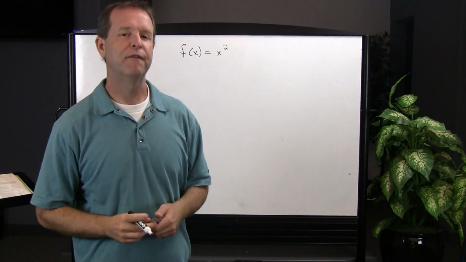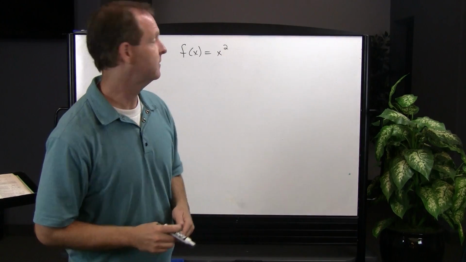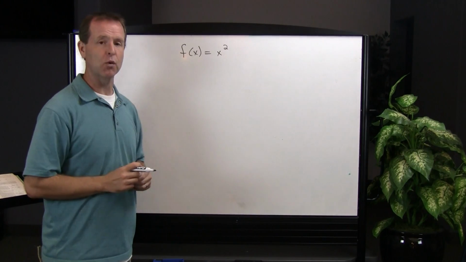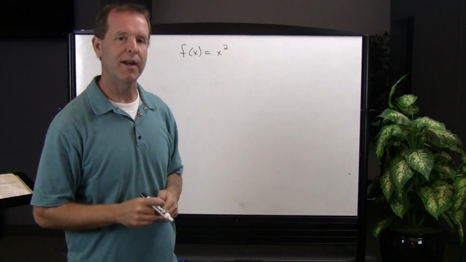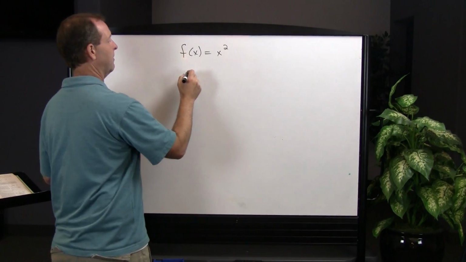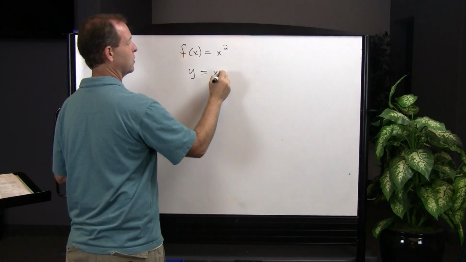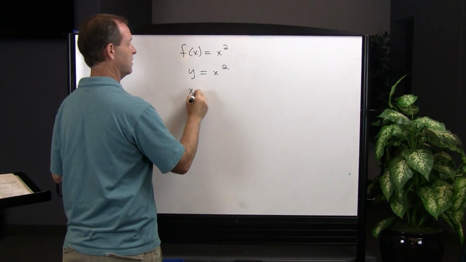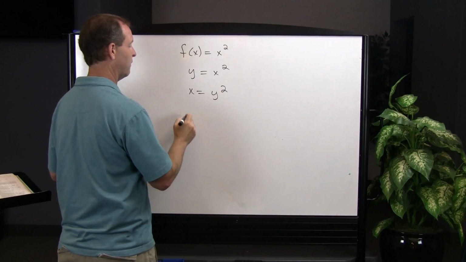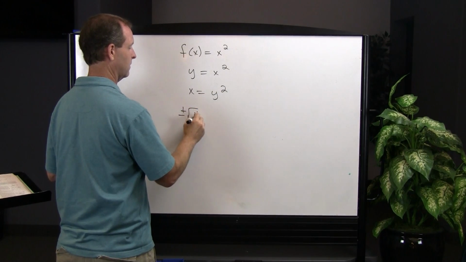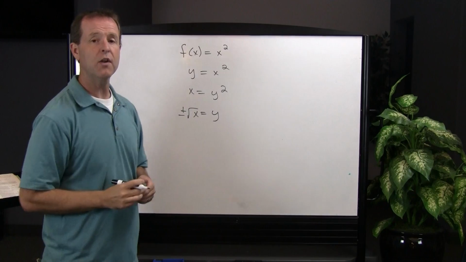One of our favorite functions out there is the parabola. In its basic form, f of x equals x squared. So let's discover what its inverse is. As you remember, replace it with a y equals x squared, interchange the variables, solve for y, and there you have it.